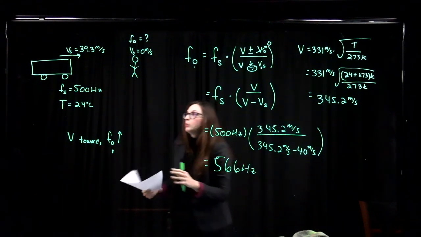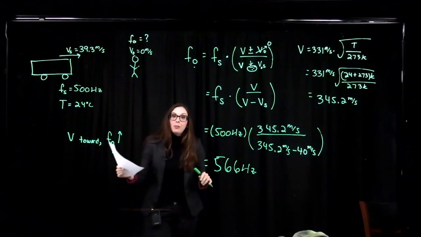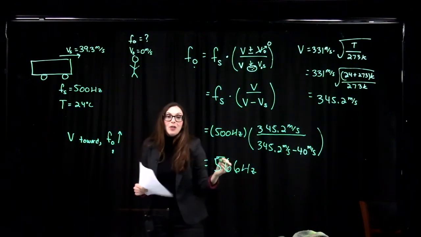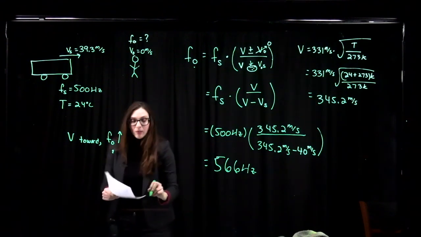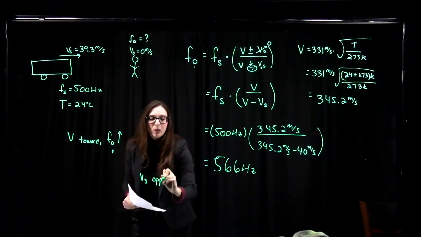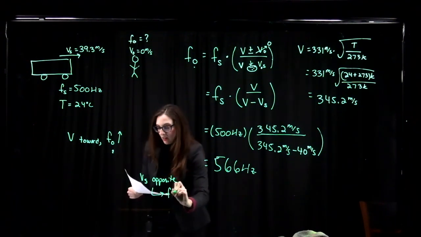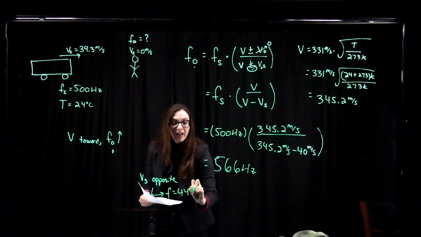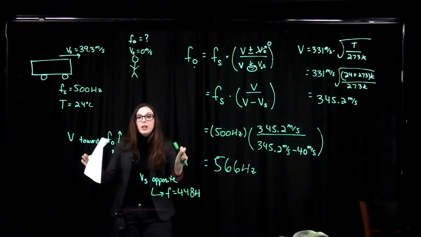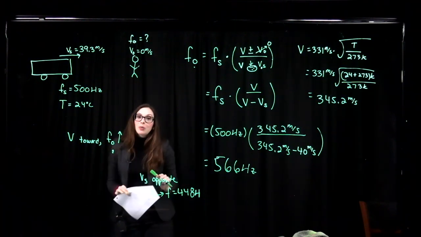So as the train is moving toward us, the frequency goes up. If our train was moving away from us, instead of minus here, we would use plus. So if V source is in the opposite direction of motion, then we would hear a frequency of 448 hertz. So if our train is moving away from us, then we hear the frequency decrease. If the train is moving toward us, we hear the frequency increase.